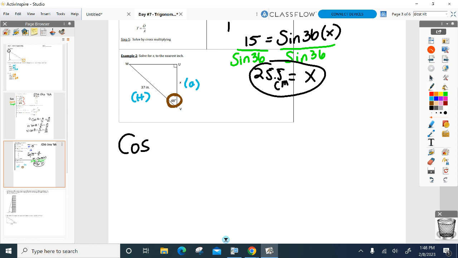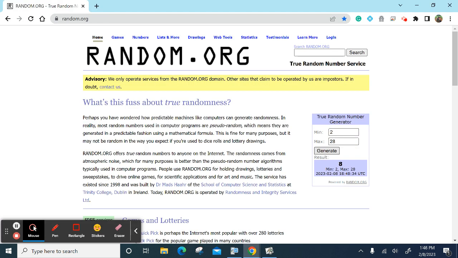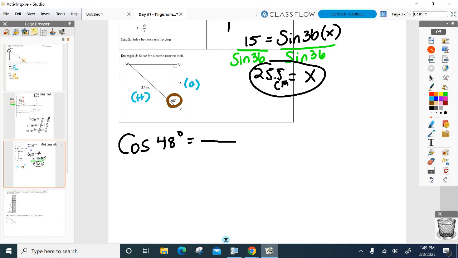I don't want to put in angle V, right? Because I know how many degrees are in angle V. So I put cosine of 48 degrees. That's a number in your calculator. Equal to adjacent over hypotenuse. So how's that ratio going to look? What are we looking at here? 37 over x. A for adjacent, right? So cosine is adjacent. What do we label as adjacent? Over hypotenuse. There you go.